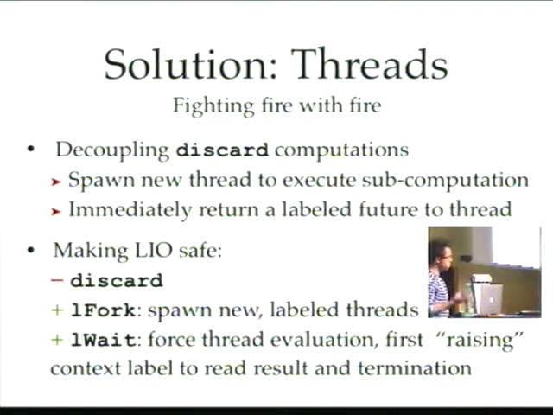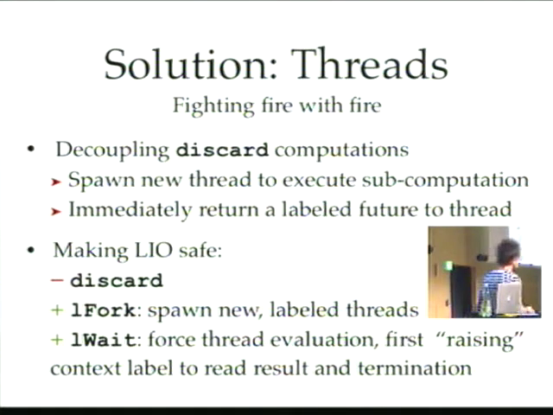With this kind of observation, the way we modified the original LIO is by removing discard from the language and adding lfork. Now what lfork does is the same thing as discard. It lets you execute more sensitive computation and continue on executing your public continuation by just spawning a new thread and working in that thread.